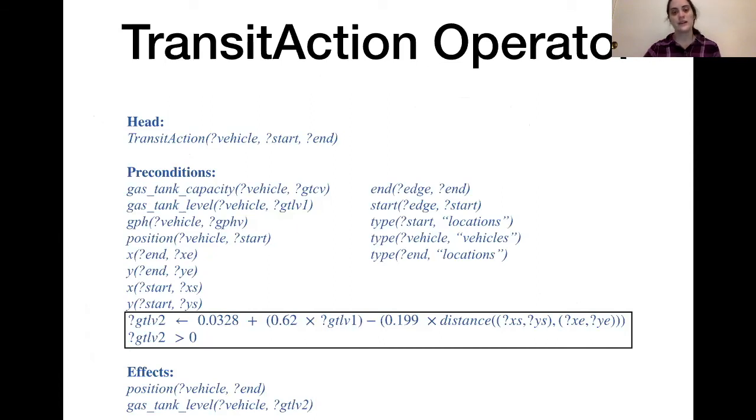So finally, here's an example transit action operator. You can see that I've circled the numeric component, and you can see that it uses a separate distance function, which is provided via the background information that I mentioned earlier, and it's also a function of GTLV1, which is the initial gas tank level.